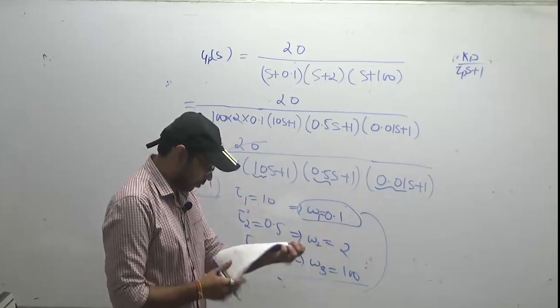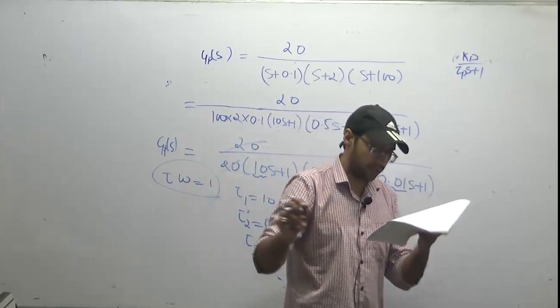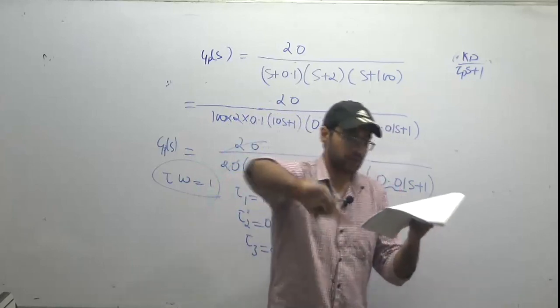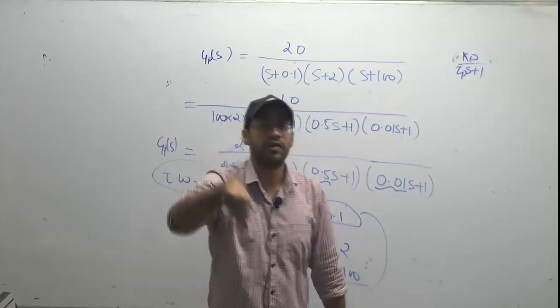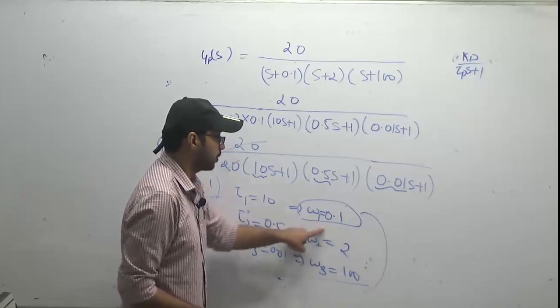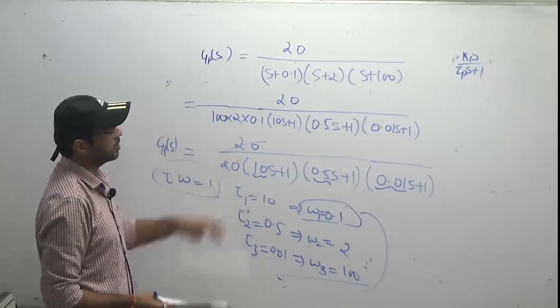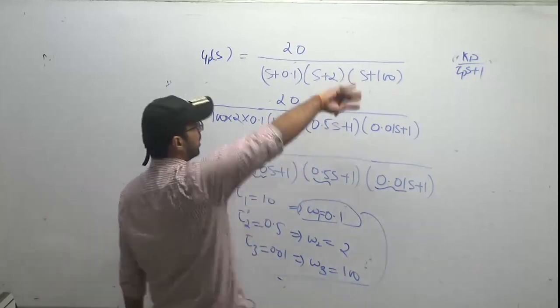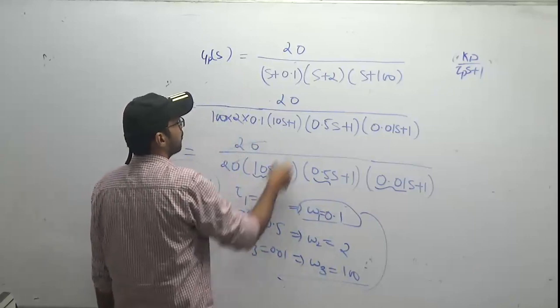Right. And they are asking about what? An approximate model obtained by retaining only one of the above poles, which is much closer to the frequency response of the original transfer function at low frequency. So this is the low frequency, right? On seeing this, we have to approximate the original transfer function. This corresponds to this one.